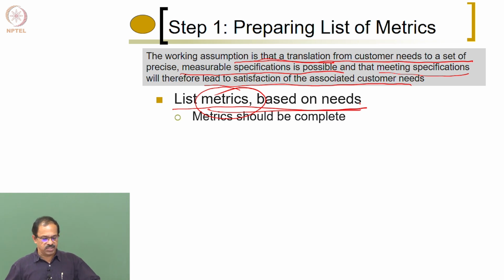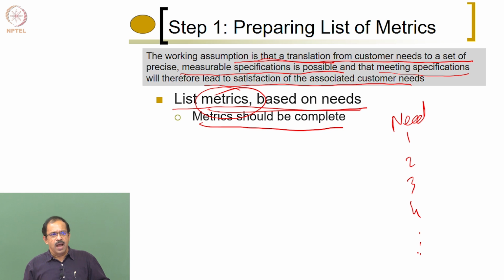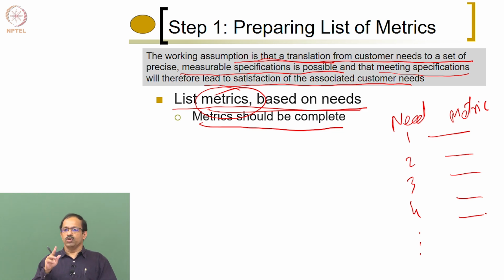But when we do these metrics, there are a few things which you need to understand. One is that the matrix should be complete. When I say the matrix should be complete, what I mean is that every need, suppose you have needs 1, 2, 3, etc., I should have one metric, minimum one metric, associated with each need. I cannot have a need which has no metric. Every need should have at least one metric identified. You can have more than one metric, but you need to have a minimum of one metric associated with each need.